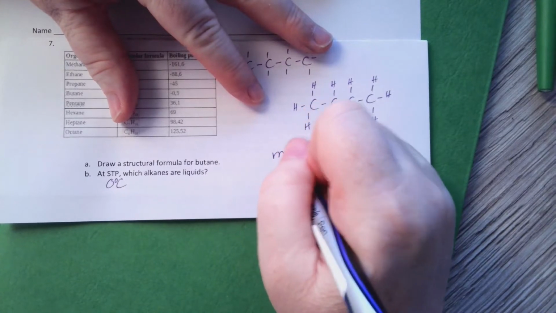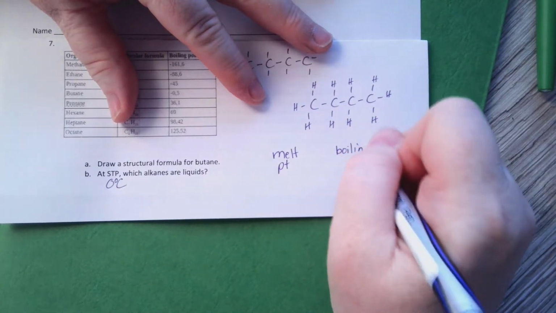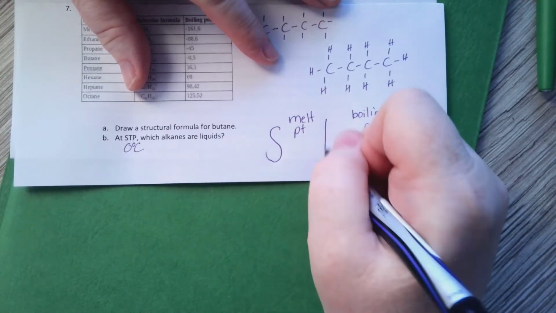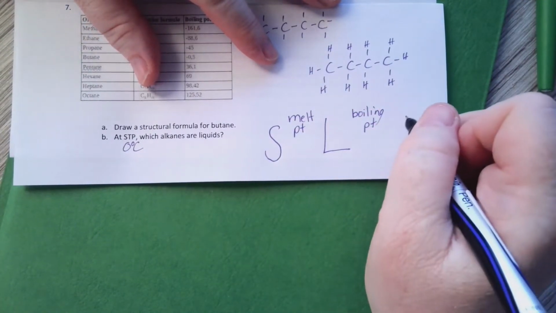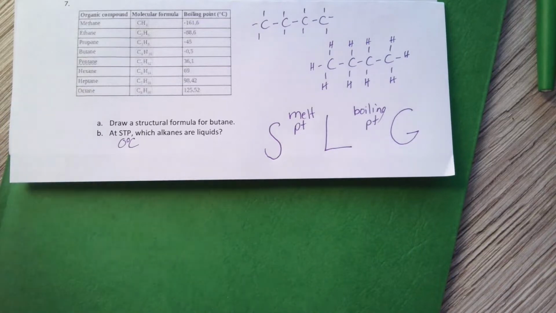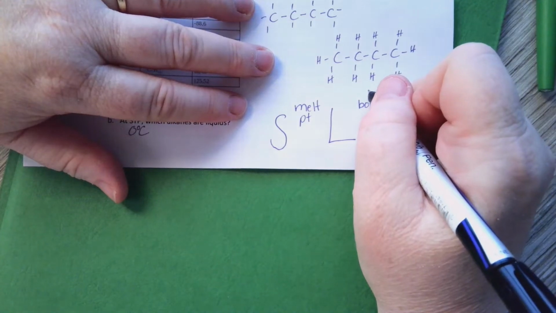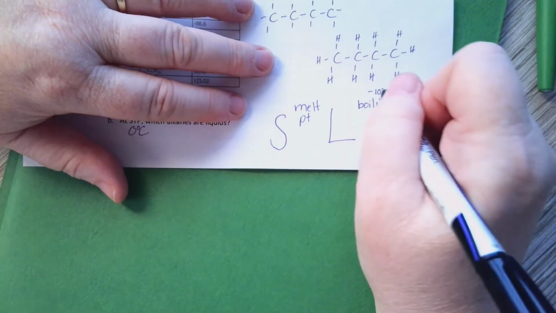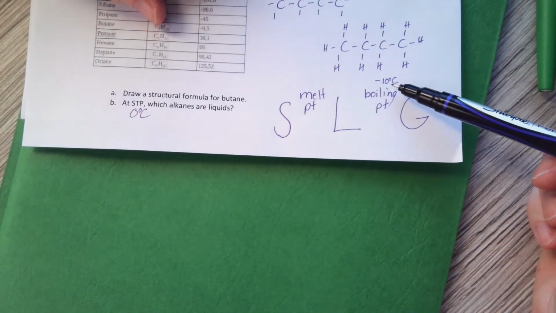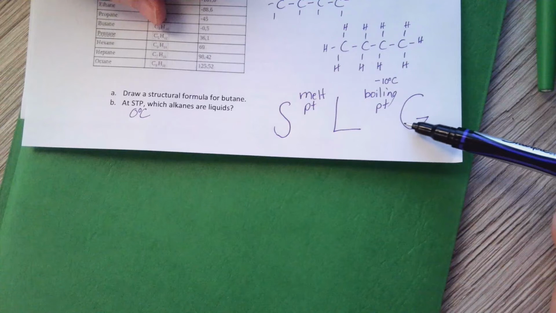So here's what you should know, that we have melting point, we have boiling point. Below the melting point, we are a solid. In between melting point and boiling point, we are a liquid. And above boiling point, we are a gas. Okay? So that means, for example, if I had a boiling point of -10 degrees Celsius, where would 0 degrees be compared to this number? Well, it would be over here, right? It's bigger than that number, so I would be a gas.